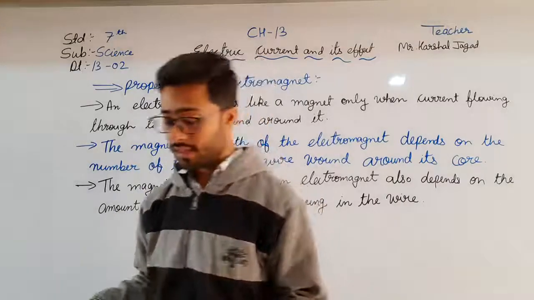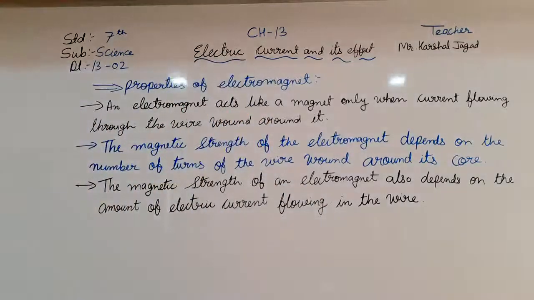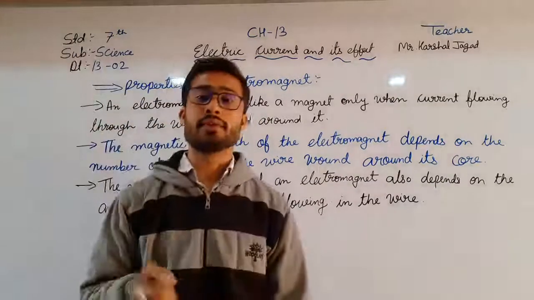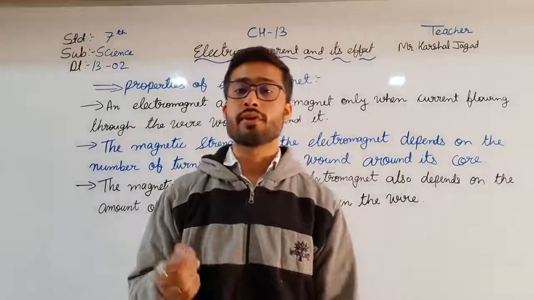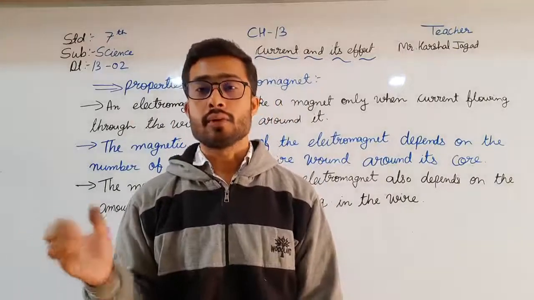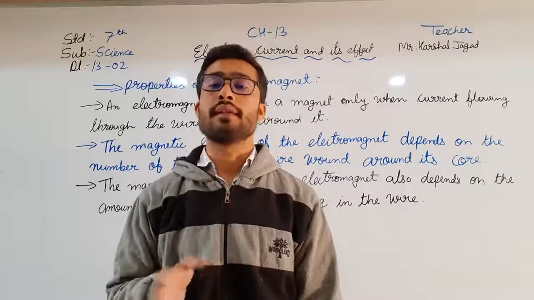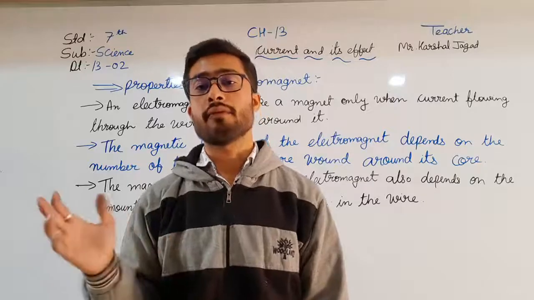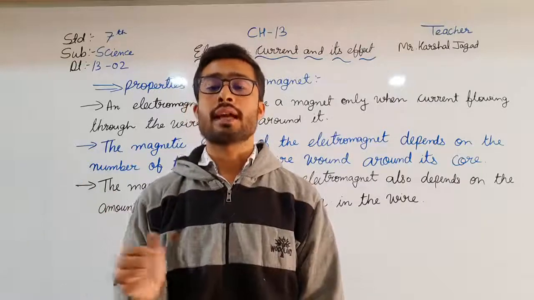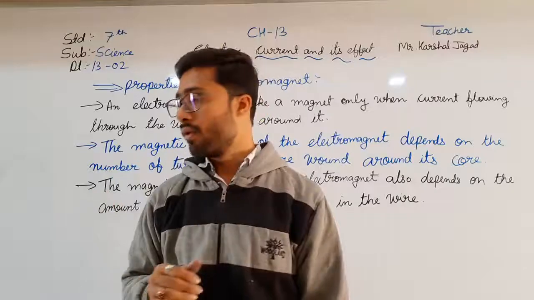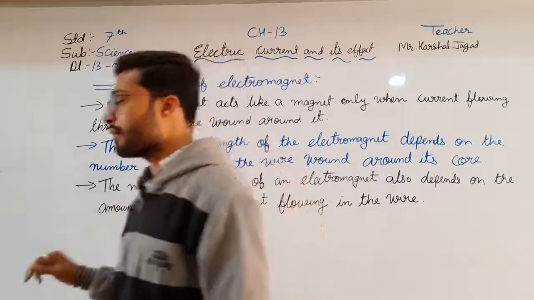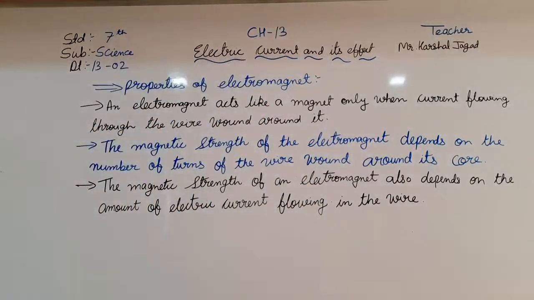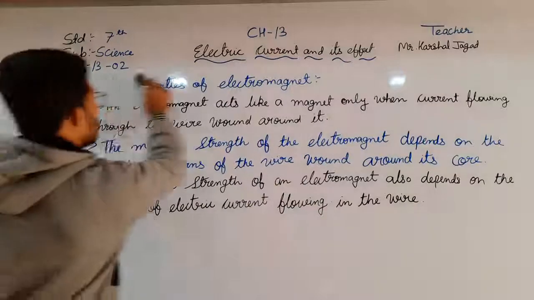So these are the uses of electromagnets. Electromagnets are used in washing machines and toaster machines, but in the olden days the electromagnet was also used in the electric bell. And these were the properties. Now moving towards our new topic, the electric bell, which is the last topic, I think.